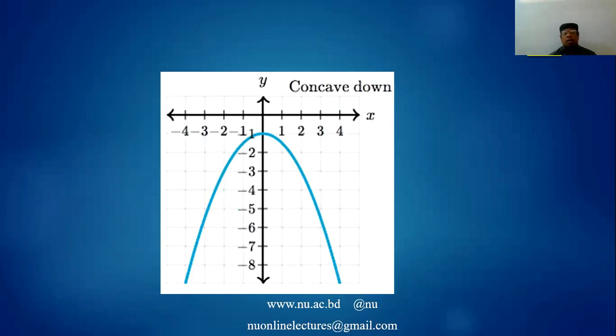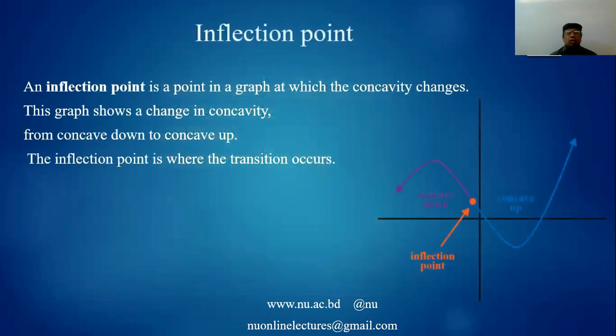Now, inflection points. What do you mean by inflection points? An inflection point is a point in a graph at which the concavity changes. That is, concavity change হয়ে যায় একটা পয়েন্ট, তাহলে আমরা inflection point পেয়ে যাব। This graph shows a change in concavity from concave down to concave up.